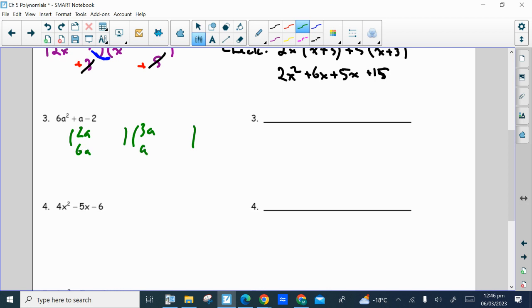Those are the different combinations that I'll multiply to get 6a squared. And the last numbers have to multiply together to get -2. So now, one of them's got to be positive, one of them's got to be negative. Okay? So you could have a 1 in the first bracket and a 2 in the second bracket.